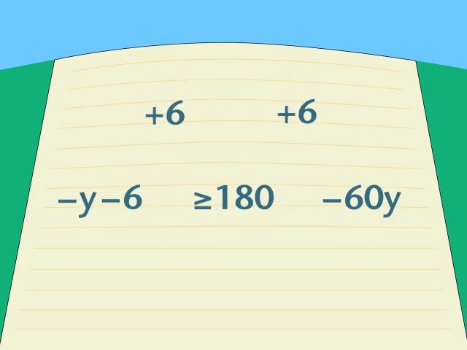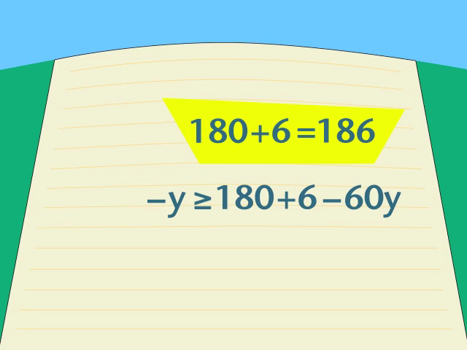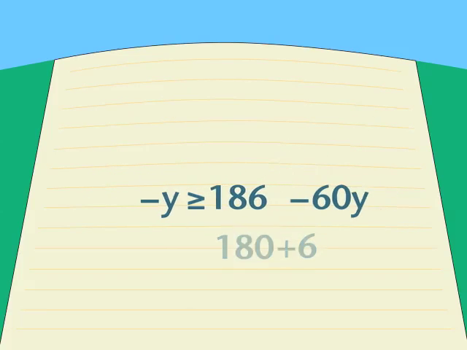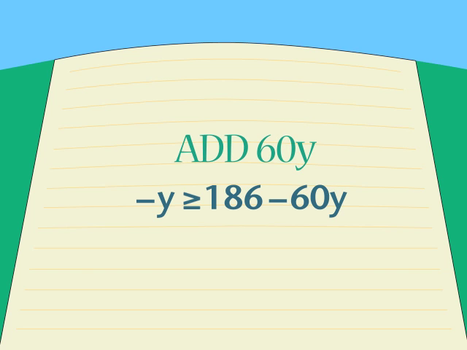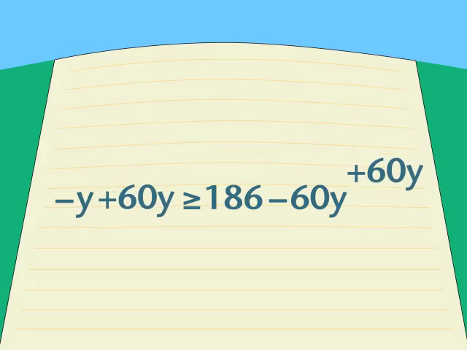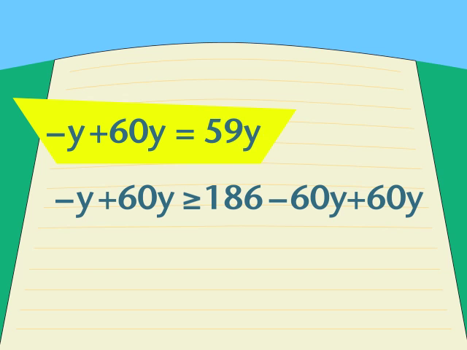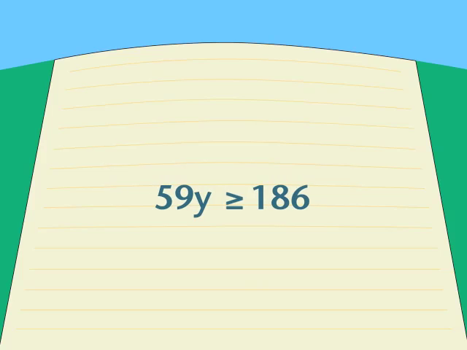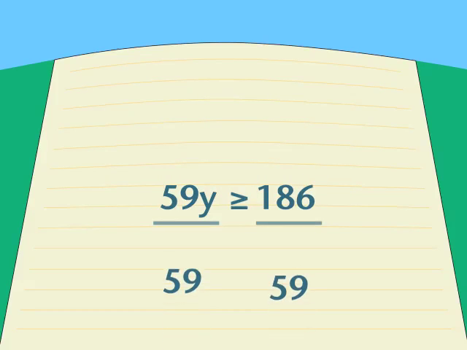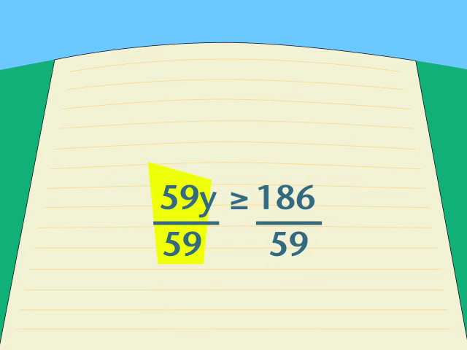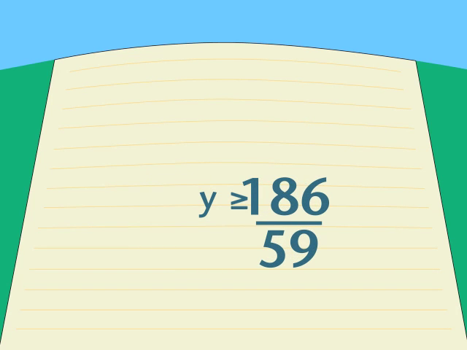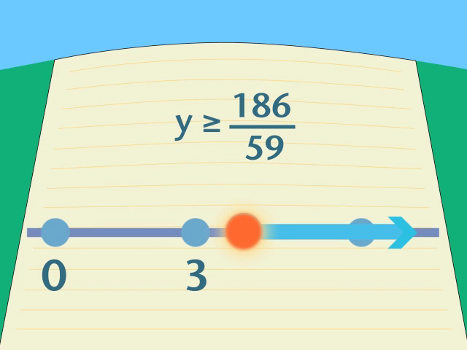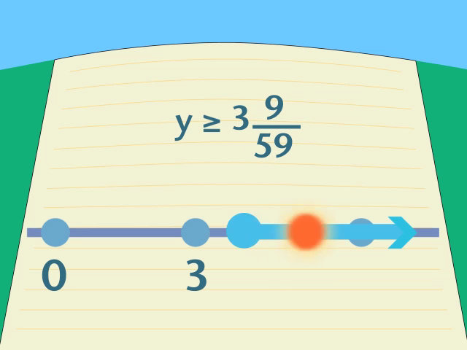Add 6 to both sides. And add 60y. And last of all, we divide both sides by 59, which doesn't change the inequality because it's positive. Now we draw the graph. We can leave the answers this way, or we can write it as a mixed number, 3 and 9/59.